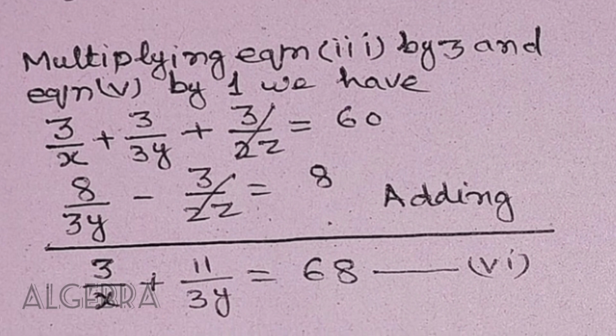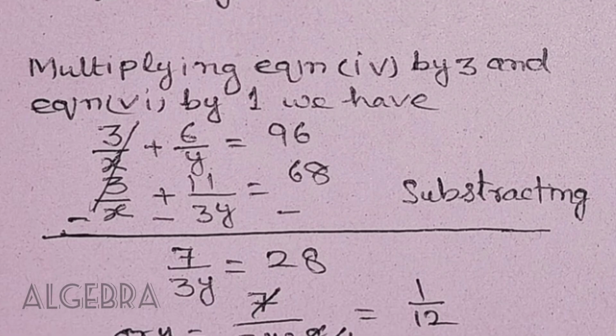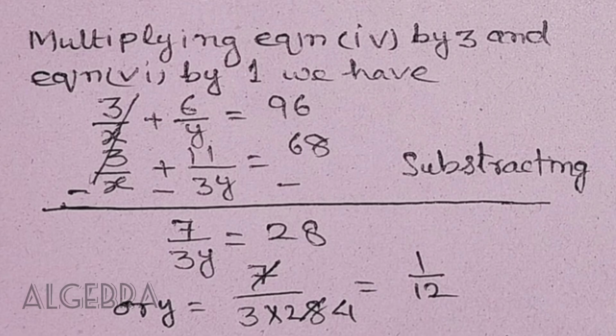Multiplying equation 3 by 3 and equation 5 by 1, we have 3/x + 3/3y + 3/2z = 60, and 8/3y - 3/2z = 8. Adding, 3/x + 11/3y = 68, equation 6. Multiplying equation 4 by 3 and equation 6 by 1, we have 3/x + 6/y = 96, and 3/x + 11/3y = 68.